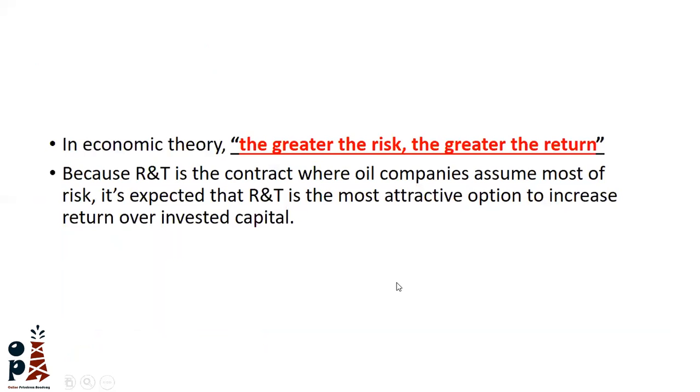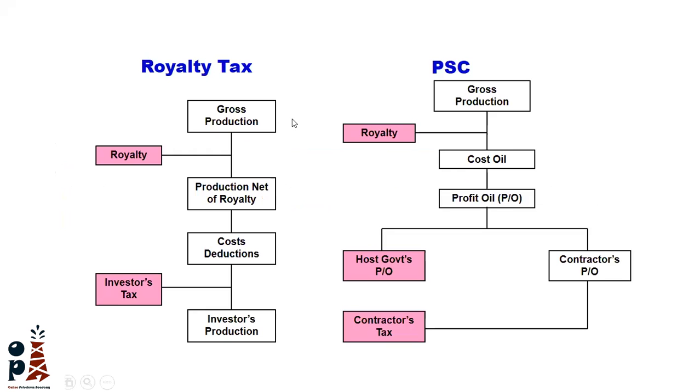So in economics, the greater the risk, the greater the return. As we see, the concession contract is where companies assume most of the risk, so we expect that it is the most attractive option to increase return over the capital.